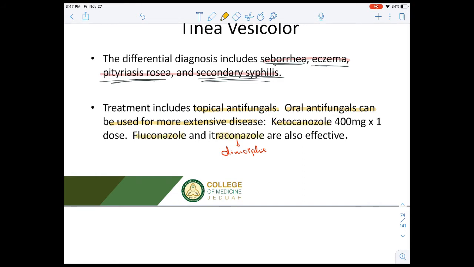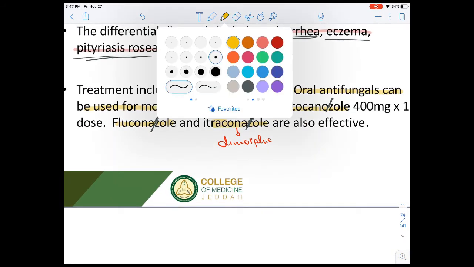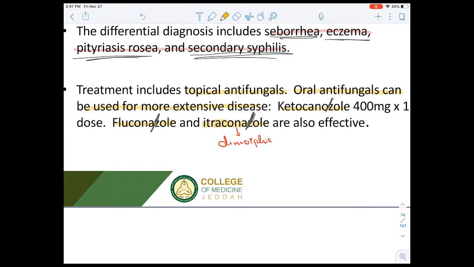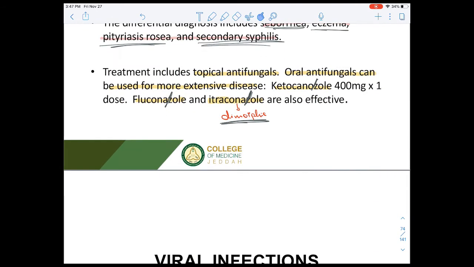These are all antifungals. And to make it easier for you guys to memorize them, these all end in the suffix -zole, right? And itraconazole is quite interesting because the causative agent is actually a dimorphic fungus, and itraconazole specifically is an antifungal that is used for dimorphic fungi.